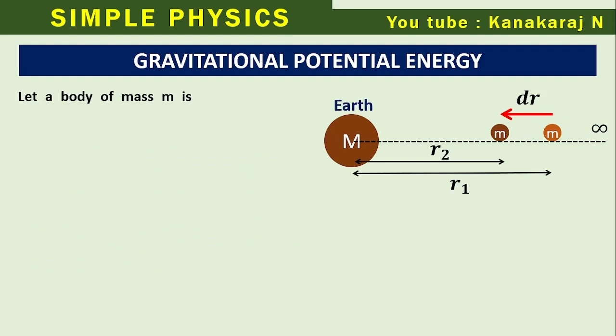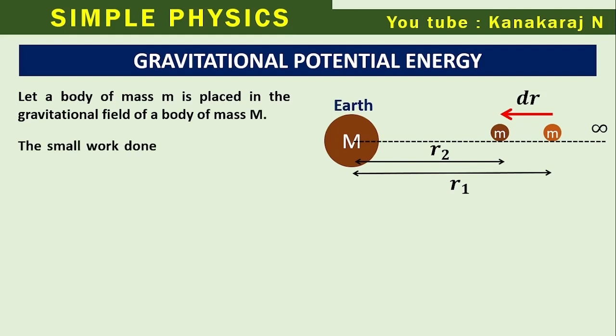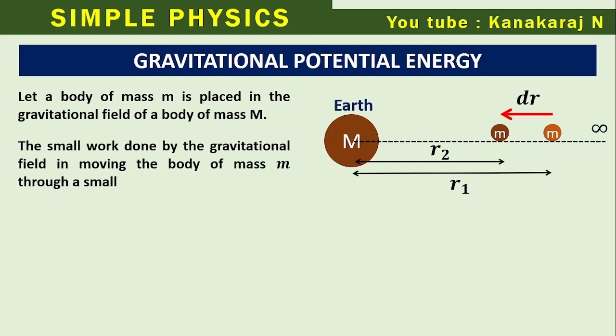Let a body of mass m be placed in the gravitational field of a body of mass M. The small work done by the gravitational field in moving the body of mass m through a small distance dr is dW equals modulus of F dr equals GMm upon r square dr. Here the external force is equal and opposite to the gravitational force. So work done by the external force is equal and opposite to the gravitational force.